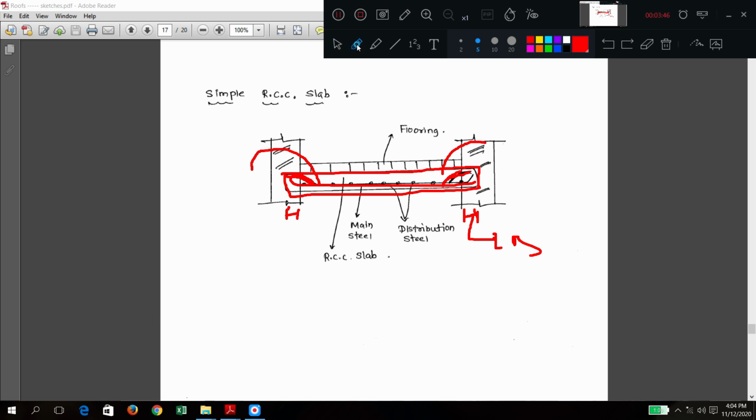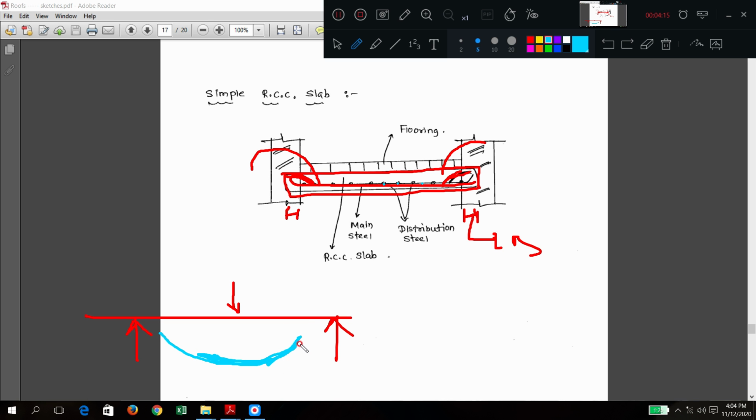Otherwise what will happen? If you take a thin paper and keep two supports like this, two pens, and press at the center, applying some load, how will it bend? At the center it will bend like this. Everyone knows this. So that is why main steel is provided at the bottom.